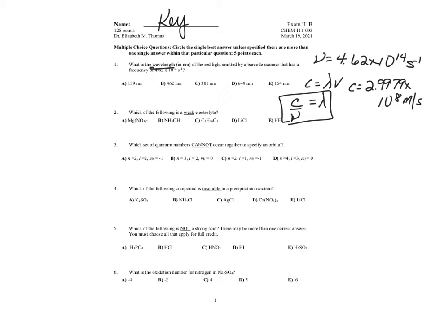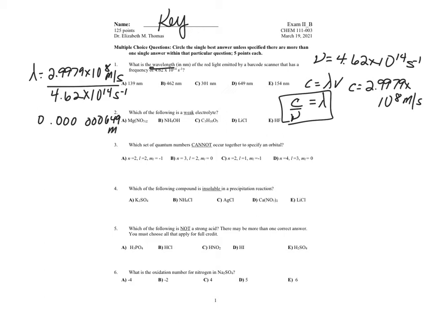And then you come over here and you do the plug and chug. So you're going to say that lambda, the wavelength, is 2.9979 times 10 to the 8th meters per second. And then you divide that by 4.62 times 10 to the 14th reciprocal seconds. And that's going to work out to be 0.000000649 meters.